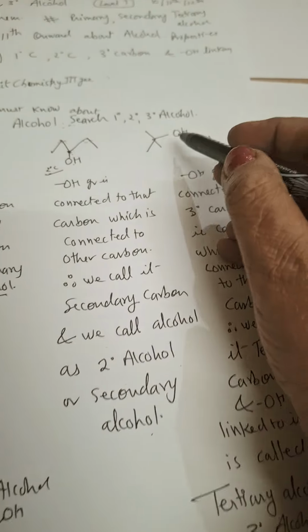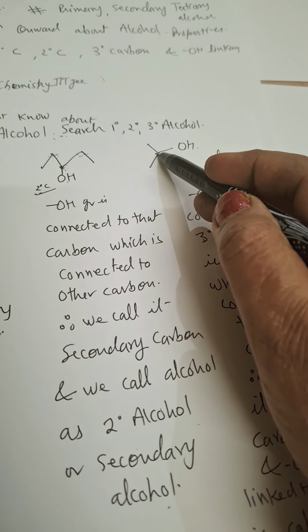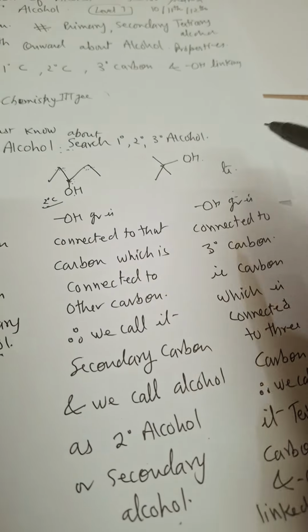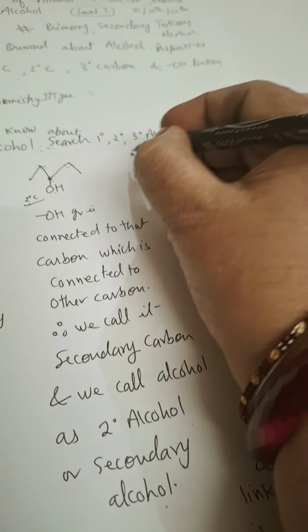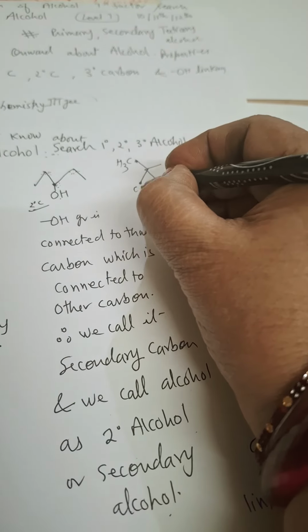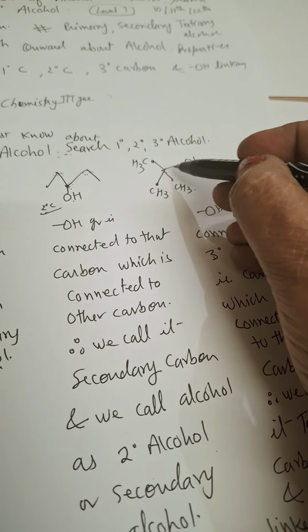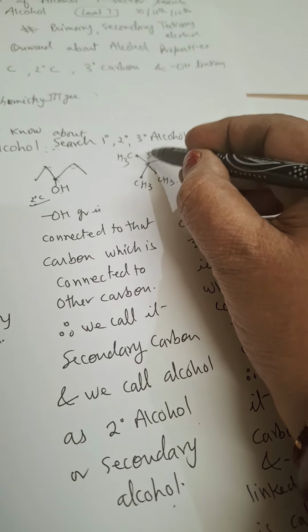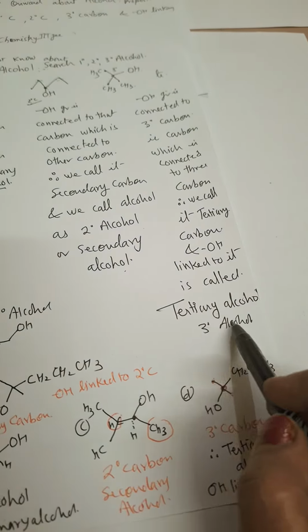Clear? Now we'll go for 3 degree alcohol. This is 3 degree carbon. Why am I calling this 3 degree carbon? Because OH is linked with the carbon which is attached with this carbon, this carbon and this carbon. I am writing this carbon as CH3, here CH3 and here CH3. How many CH3 groups are around this carbon? 3. And OH is linked with this carbon, so this is 3 degree carbon. This is called 3 degree alcohol, tertiary alcohol.